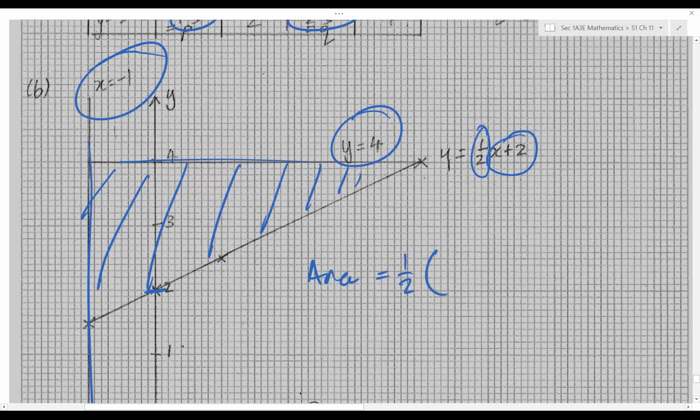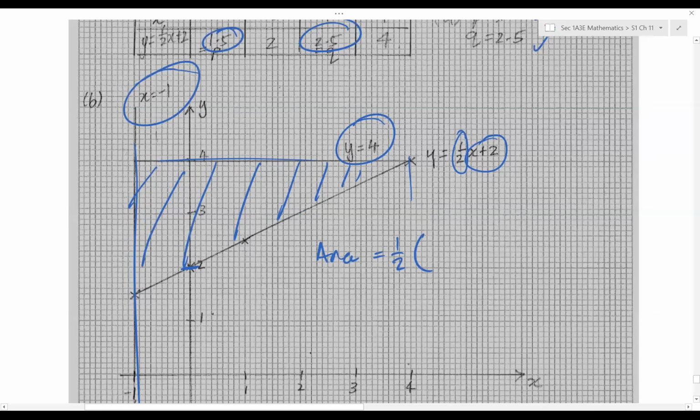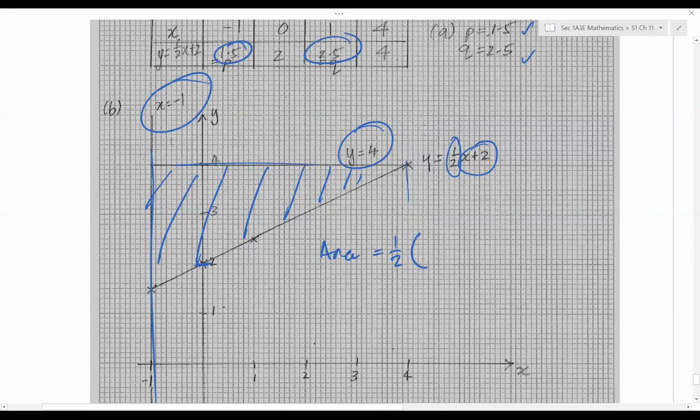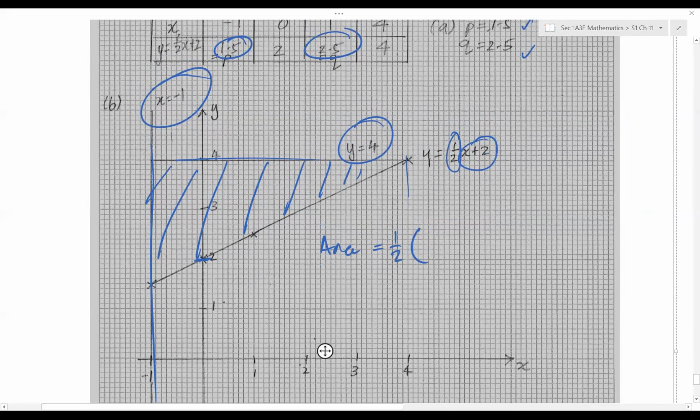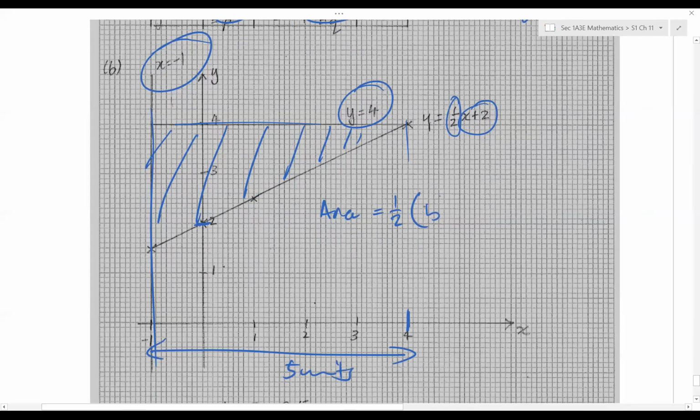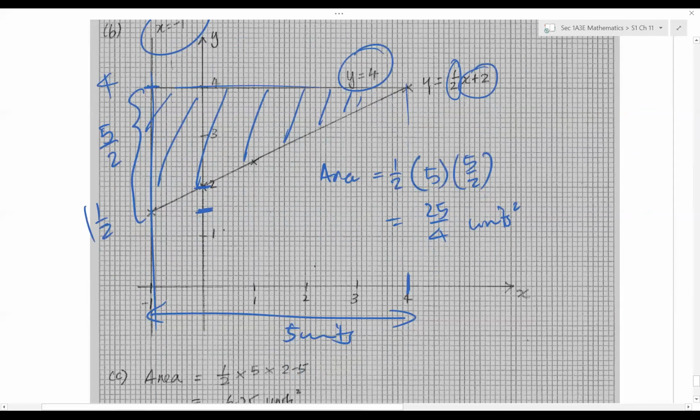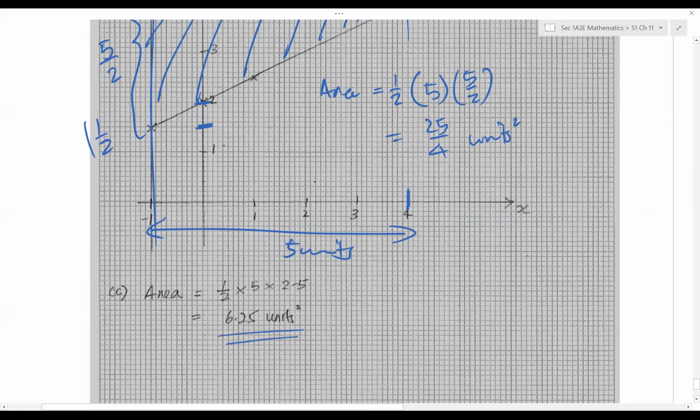Base, from one side. This is 4. From -1 to 4, we have 5 units. So 5 is the base and the perpendicular height over here, 1.5 to 4. Total will be 5/2, 2.5 units, 5/2. So you get 25/4 square units. Okay, so 6.25 square units. You can leave it as an improper fraction, no problem.